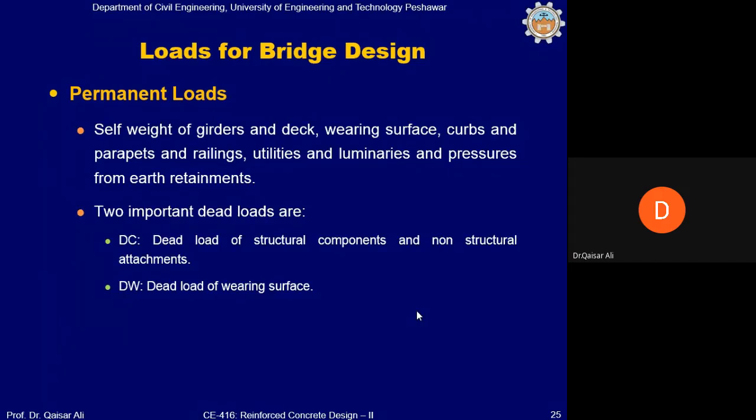The permanent loads can be divided into two main categories: dead load of structural components and non-structural attachments, and dead load of wearing surface, DC and DW. DC is the dead load of all structural components and non-structural attachments, but without the wearing surface. The wearing surface has been placed as a different type of dead load.